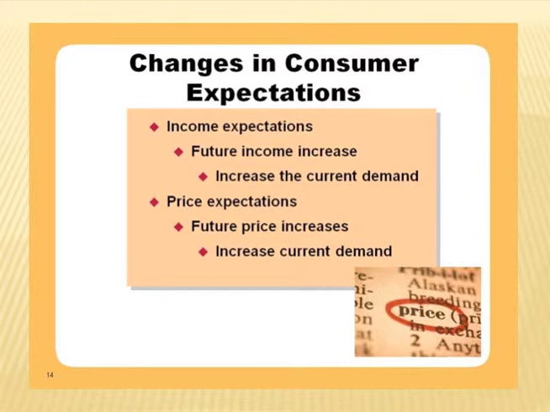And both of these coincidentally work both directions. So one of the things that we see during a recession is that consumers get more pessimistic about their future income, and so they decrease their demand. Likewise, in the section of the business cycle when things are improving, they get very optimistic about their future income, and so they increase their demand.